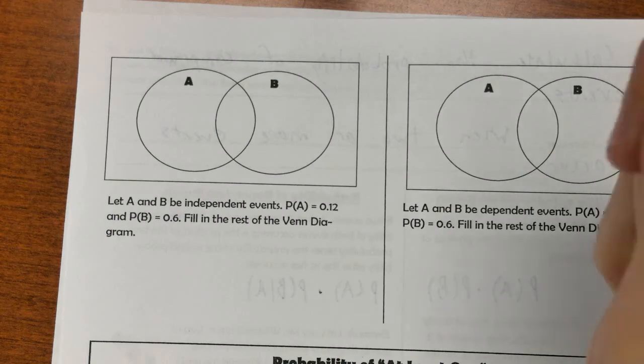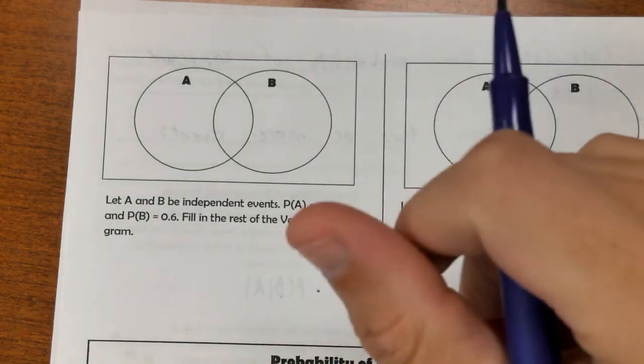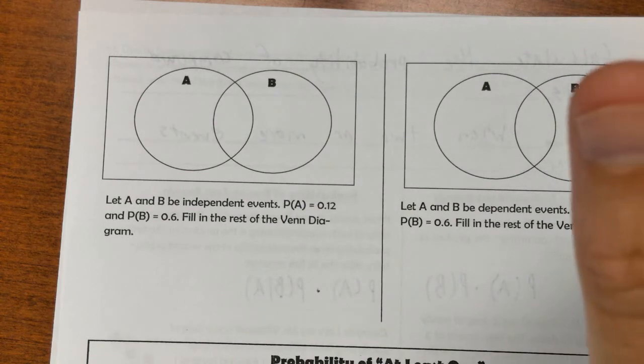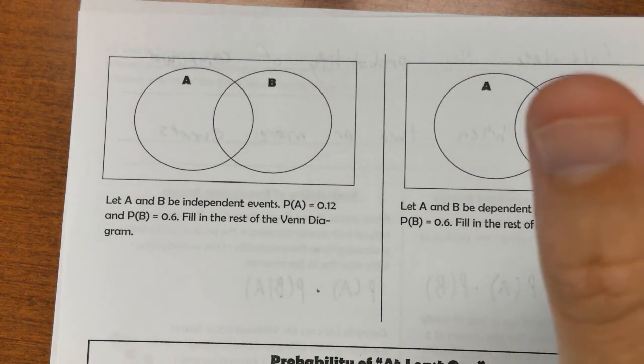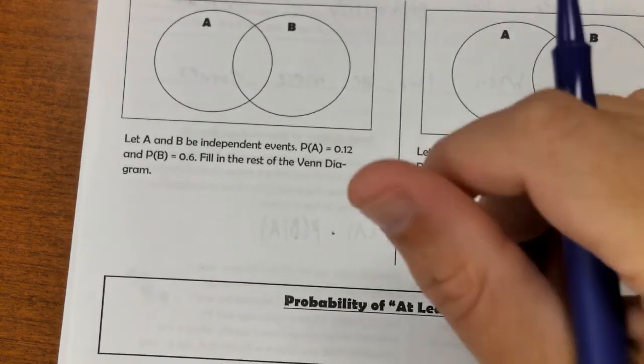Okay. So we're going to let A and B be independent events. So we know that they are independent. Okay. And we know that the probability of A is 0.12. We know that the probability of B is 0.6. We want to know, can we fill out the rest of this Venn diagram? All right, we can. We absolutely can.